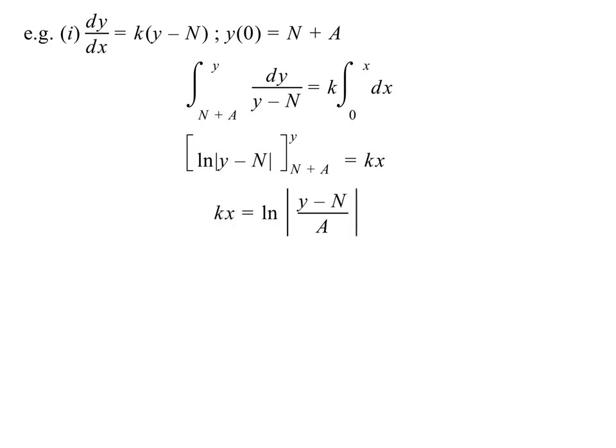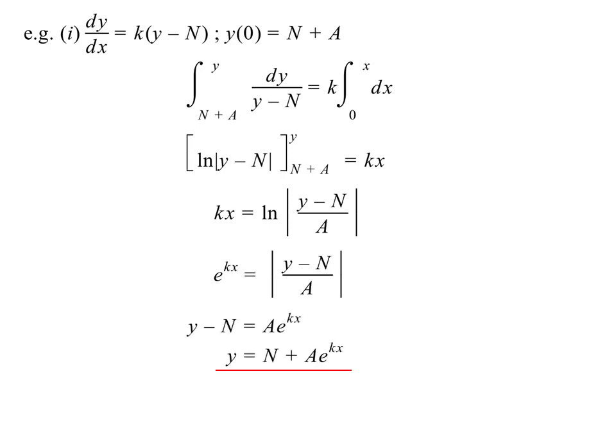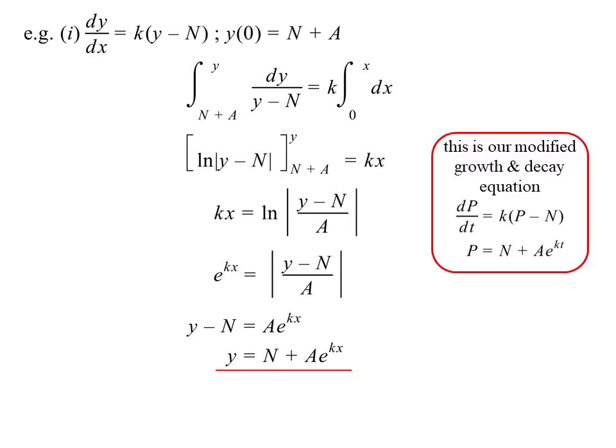Okay. Substitute into the log, I get log of |y minus n| over a, but we want to make y the subject, so we exponentialize, if that is a word. e to the power of kx is the absolute value of y minus n over a. Therefore y minus n is equal to some constant times e to the kx, y is n plus a e to the kx. There's our solution. Now you might actually recognise that solution because in fact it's what we looked at previously with our growth and decay. It's our modified growth and decay formula.